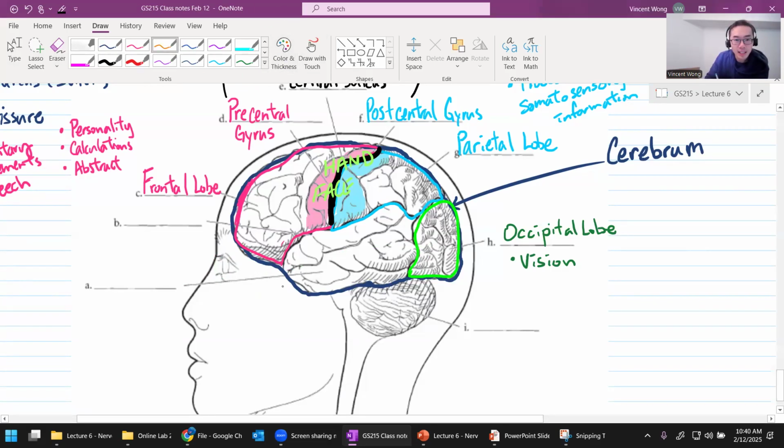On the side, we have another lobe right here. Okay, and this is called the temporal lobe. Temporal lobe is for sound, right? So hearing, I guess, auditory information, plus smell.